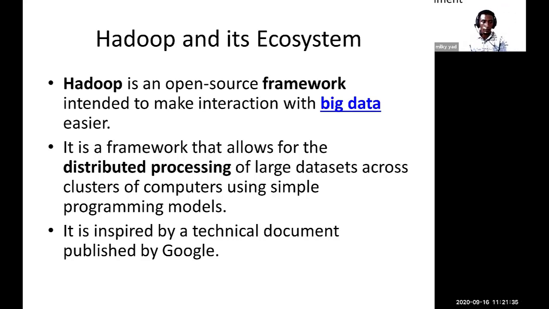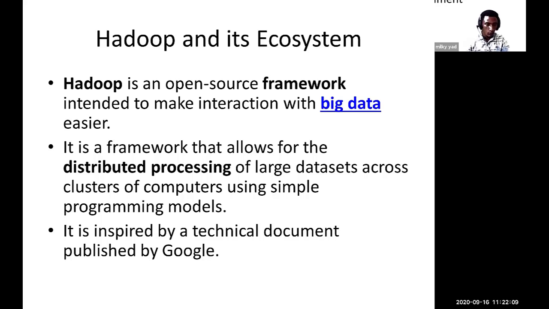Okay, so Hadoop is a free software or open source framework intended to make interaction with big data easier. To manage or process big data, we need special software. We call it Hadoop. Hadoop is open source. Open source means it is free, and it is customizable. You can customize it easily based on your need.